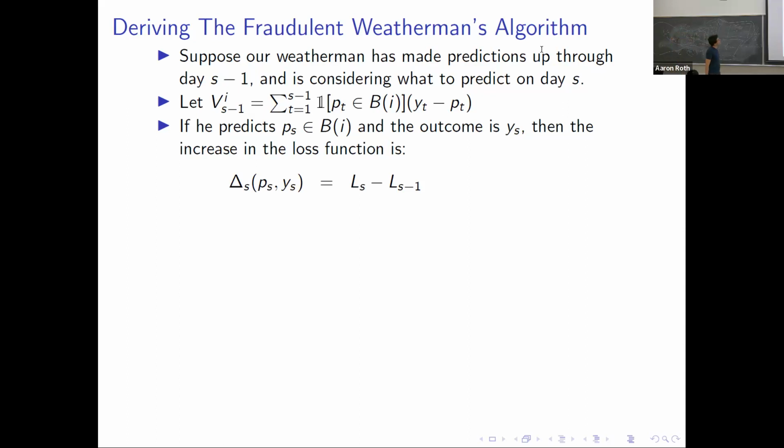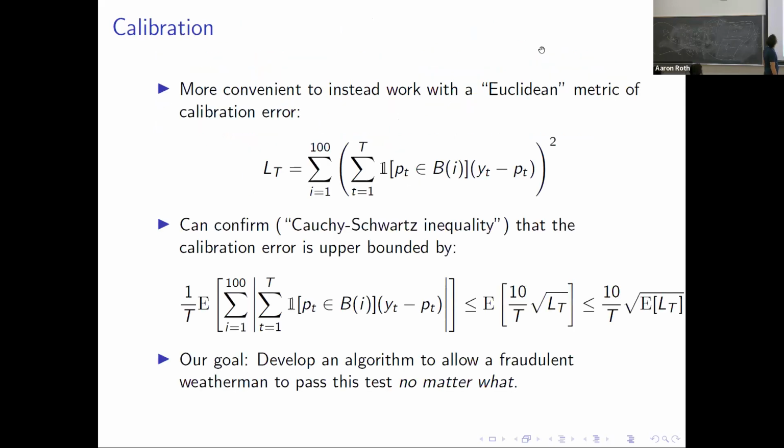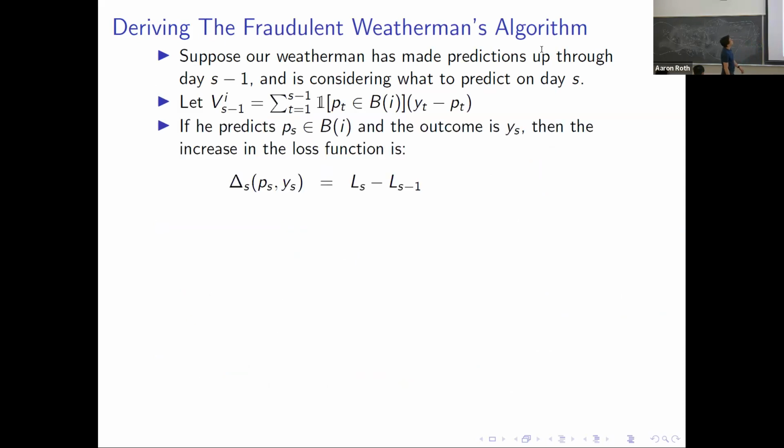Now, one thing I can think about is, remember, I'm keeping track of my cumulative squared calibration error. I'd like to keep this small. One thing maybe I should think about is, as a function of what happens today, suppose I predict an i% chance of rain. I make a prediction in the ith bucket, and the outcome is Y_S, either it rains or it doesn't. How much is that going to increase my squared calibration loss?